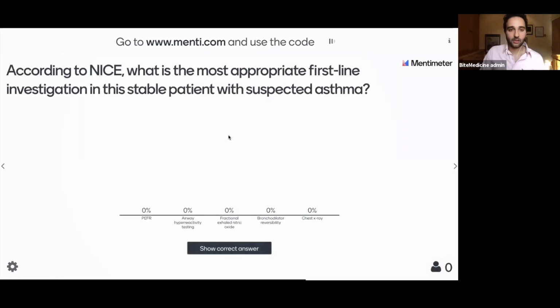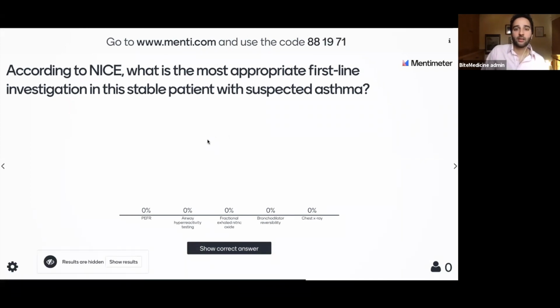So according to NICE, what is the first line management, or the most appropriate investigation in this stable patient with suspected asthma? So this chap's come in, you think he might have asthma. According to NICE, what's the most appropriate first line investigation out of these options? A bit of a tricky question.